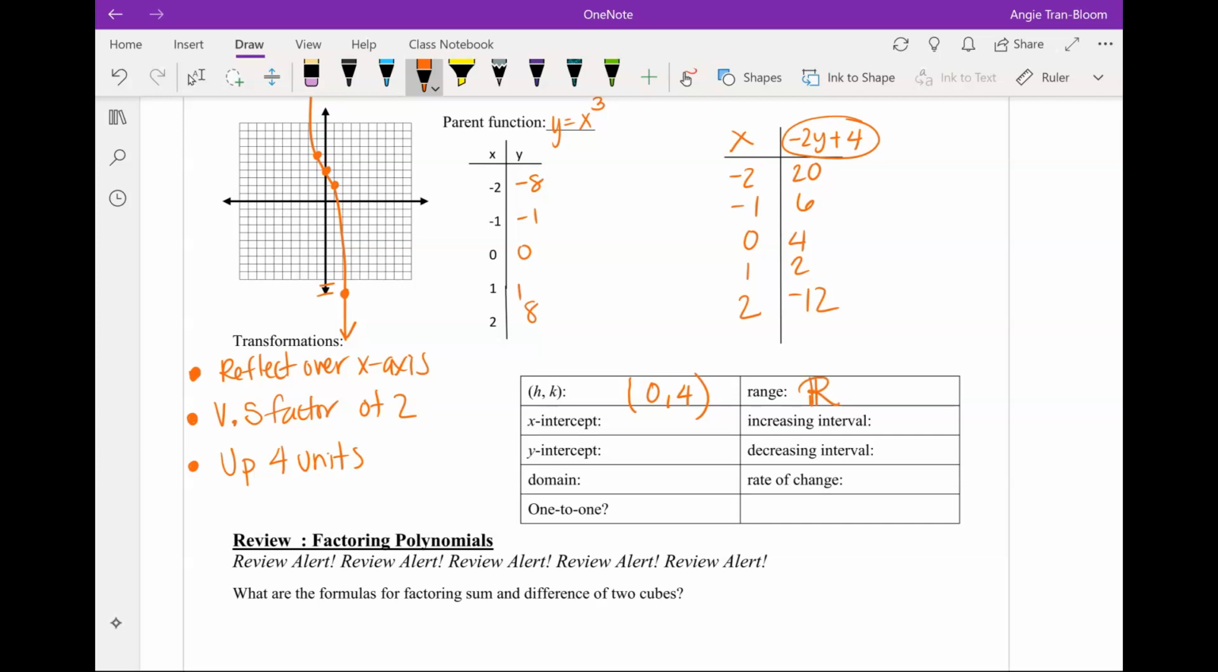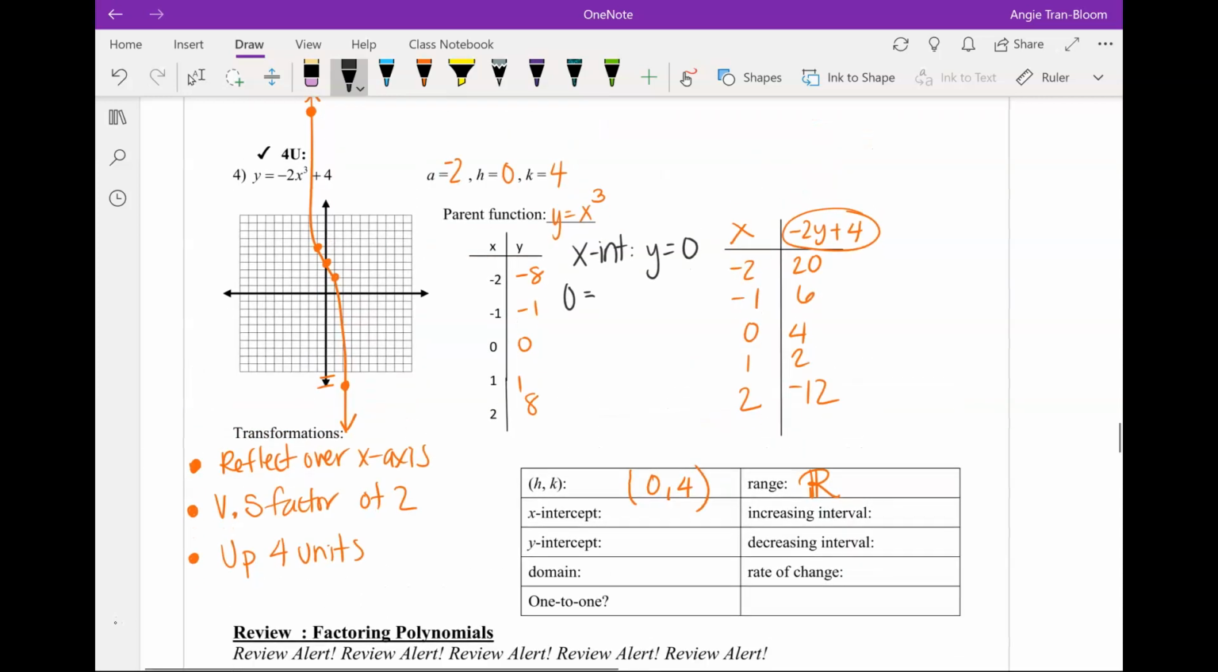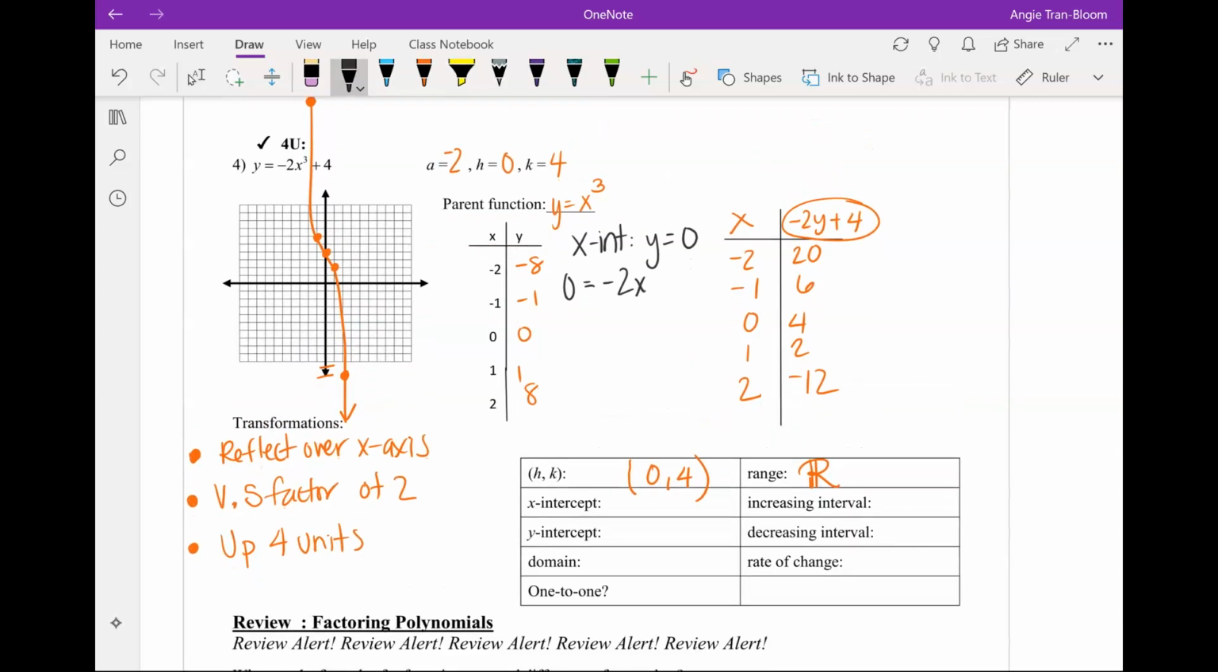Do we have an x-intercept or no? Yes. Can we eyeball that? No. So we're going to solve it manually. X-intercept is y equals to what? Good. Okay. So 0 equals, the original equation was -2x to the third plus 4.